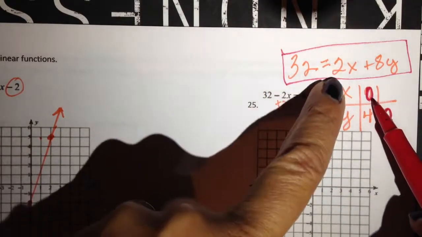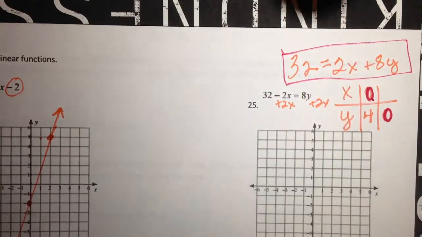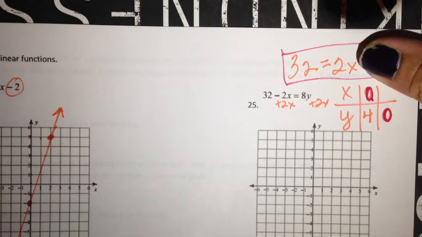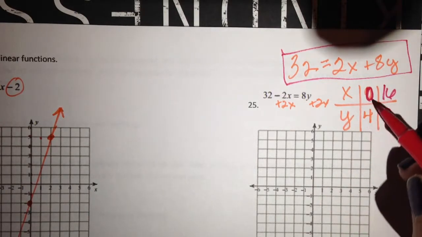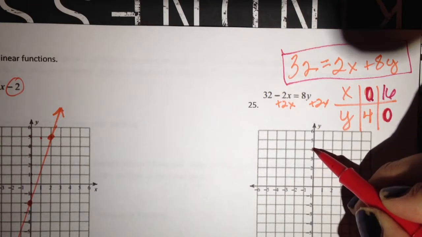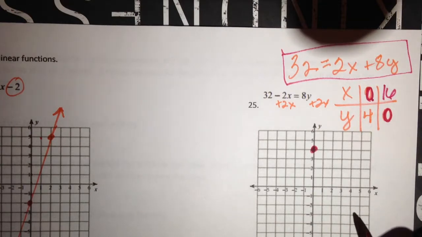I'd plugged in 0 for x, 2 times 0, gave me 8y is 32, found 4. Now I'm plugging in 0 for y. 8 times 0 is going to give me 0, 2 times 16. Well, I tried this. Come to find out, x-intercept, let's see, 0, 4. There's my y-intercept, and my x-intercept is off the page.